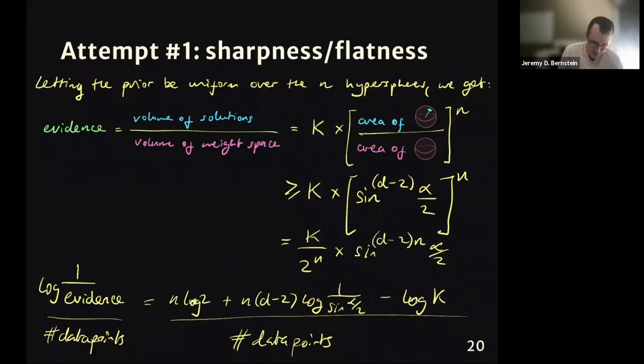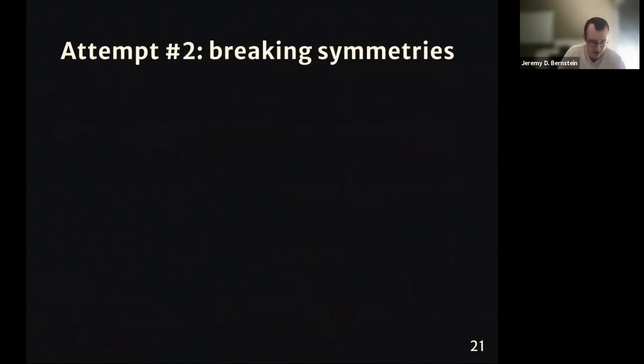But okay, so the problem with this argument is that we don't know what k is. So this brings us to the second attempt, which is from a paper which refers to this as breaking symmetries. And the idea is that if you think about what weight space looks like, you imagine training your neural net with gradient descent until you find a solution. It has a certain flatness.